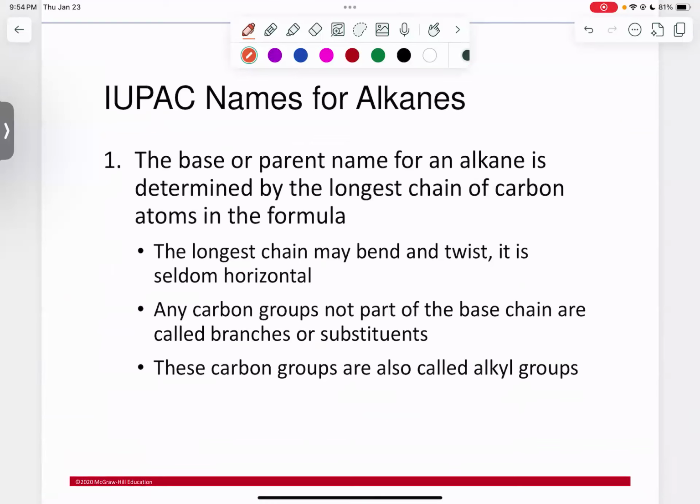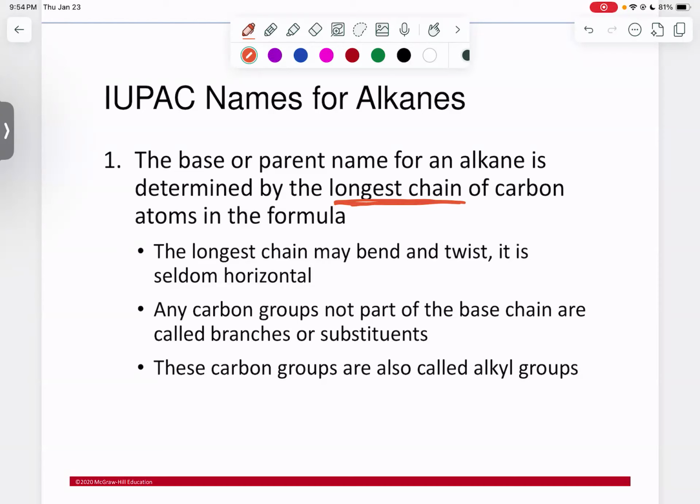So in order to do these, you have to know the rules. You have to write them in your own words, practice writing the rules so that when you get to problems, you know what to do. So the first step is to determine what's the parent. The parent is always going to be the longest continuous chain of atoms.